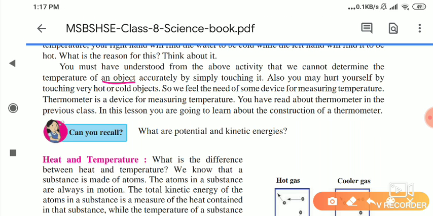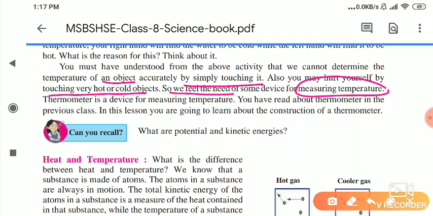we cannot determine the temperature of an object accurately by simply touching it. We can't say the temperature about it. Also, you may hurt yourself touching a very hot or cold object. So we feel the need of some device for measuring the temperature. Which device are we using for measuring the temperature?